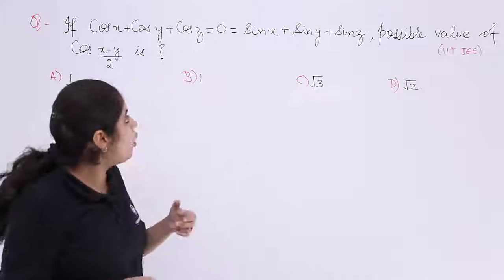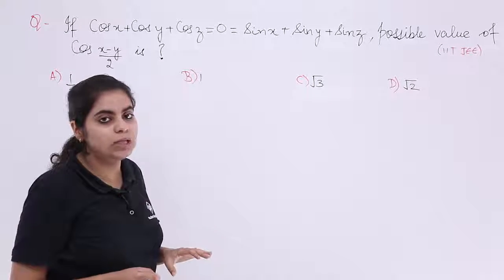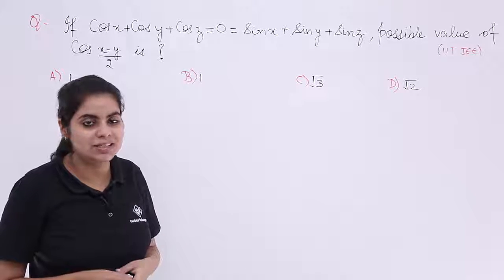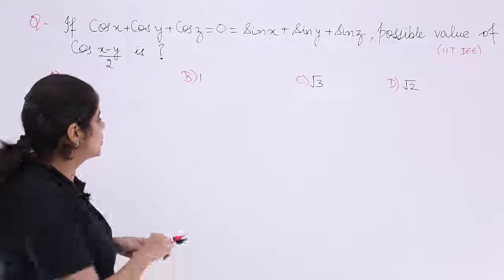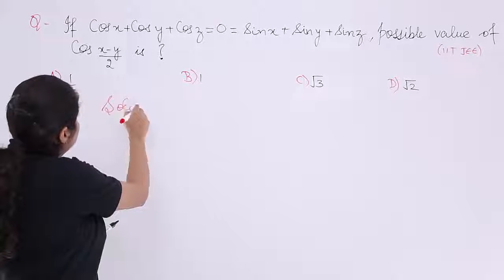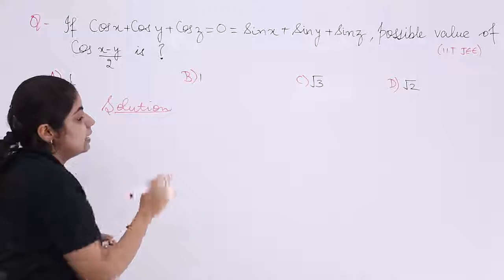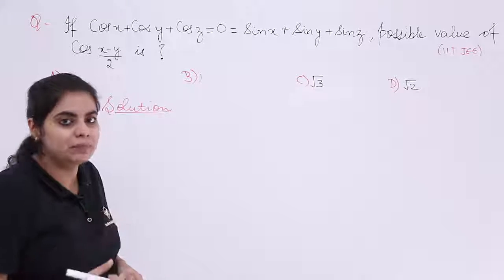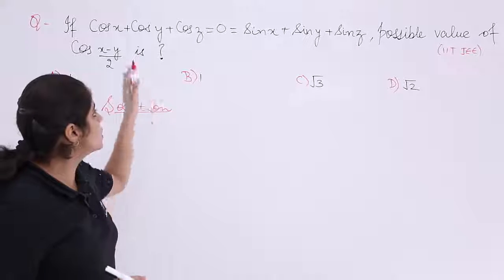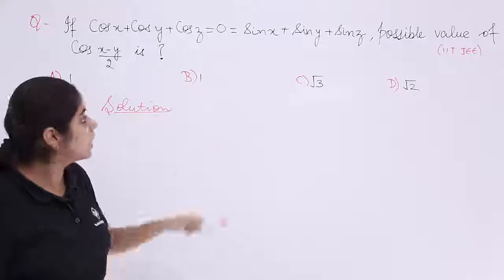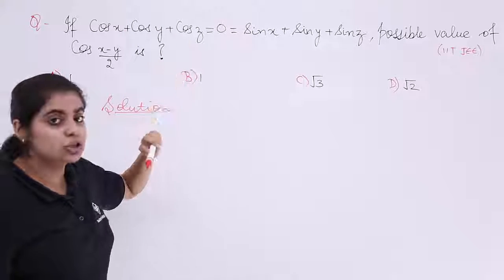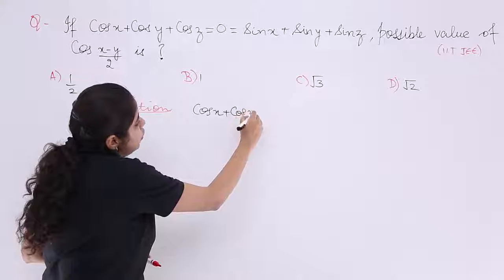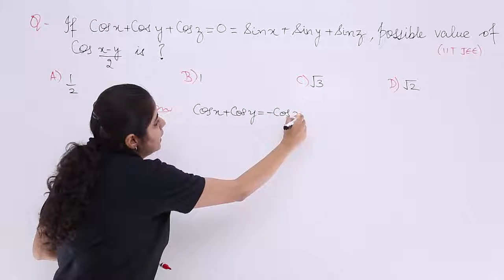Now, I already know two equations are given to me and I have to use those equations to obtain the final answer. Let's start with the solution. The solution would go about in this manner. Let's first write the two equations given to me by manipulating them so as to choose certain things which will help me later on. Cos x plus cos y plus cos z equal to 0 can be written as cos x plus cos y is equal to minus cos z.